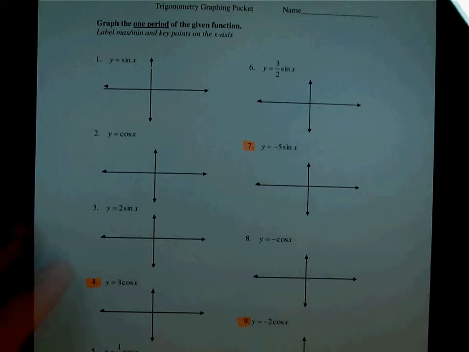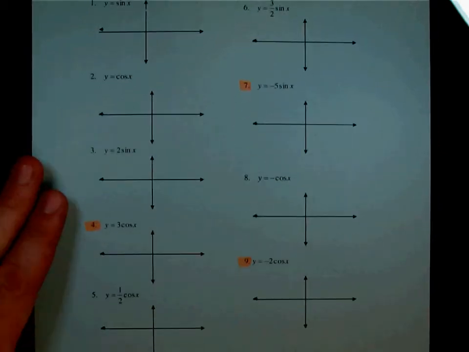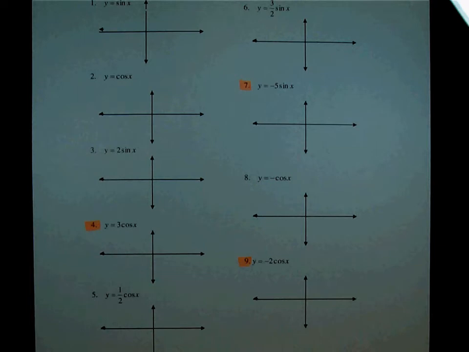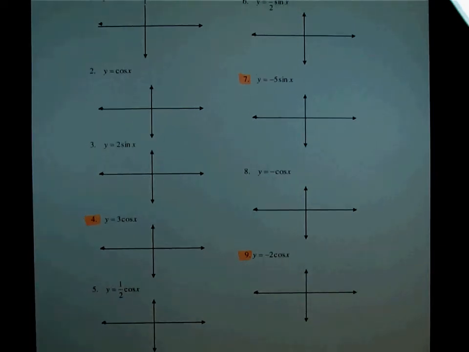All right, so as I said, I'm willing to do a few random select problems. I've kind of gone through and highlighted which ones I'm going to do so that you can take a look at this and hopefully check your work.